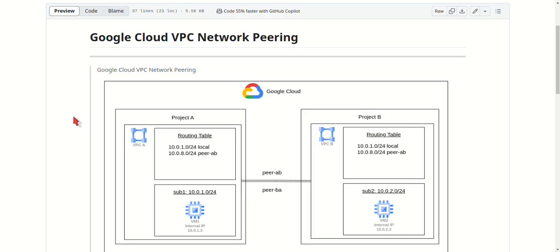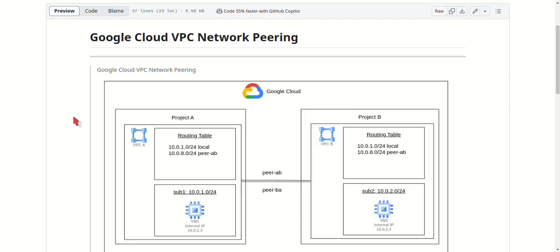The third best practice is to monitor network traffic and logs. You may utilize Google Cloud's monitoring and logging tools to track traffic patterns and detect anomalies. Set up alerts for potential security issues or configuration changes.